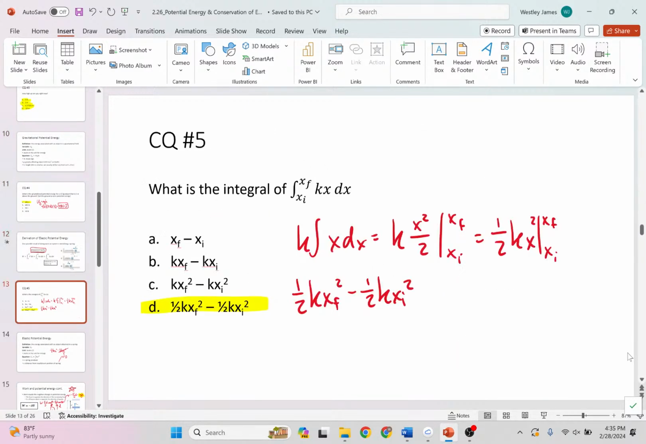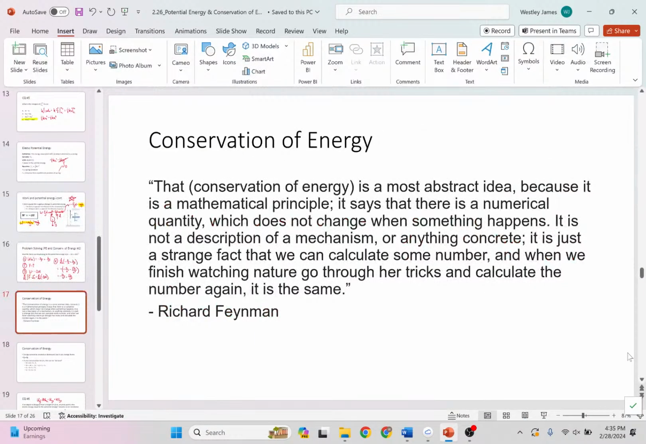Okay, so today, we talked about kinetic energy a while back. Today, conservation of energy, I introduced the idea of it.